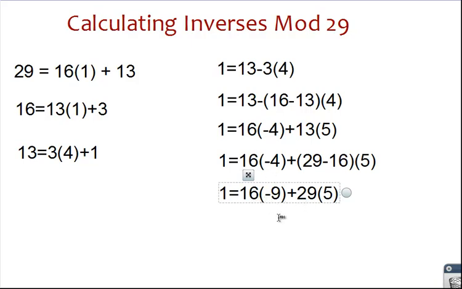Let's double check one last time. 16 times negative 9, what's that? Negative 144. And 29 times 5 is 145. So indeed, those together are 1. And you look at this and say, okay, well, negative 9 isn't in the mod 29 number system. So even though this combination gives me 1, I need a multiple of 16 that's in the mod 29 number system. All I have to do is figure out what negative 9 is in the mod 29 number system. And that's a pretty easy thing to do.